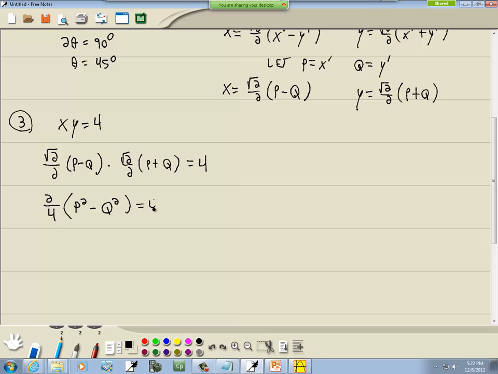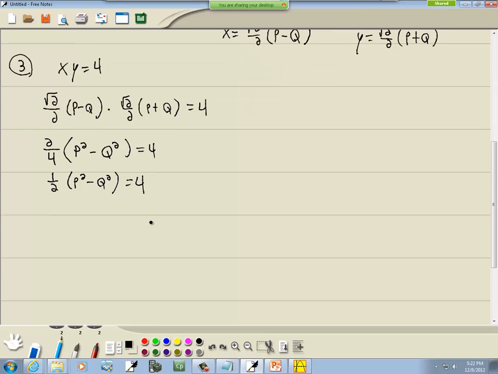If you don't see that, it's no big deal. If you go through and do all the algebra, you'll see the middle terms drop away. Well, this is 1/2 p squared minus q squared equals 4. And I'm going to go ahead and multiply that 1/2 through. So I got 1/2 p squared minus 1/2 q squared equals 4.